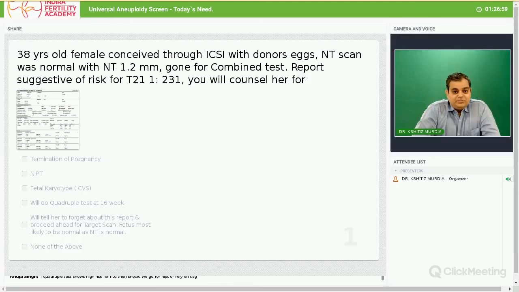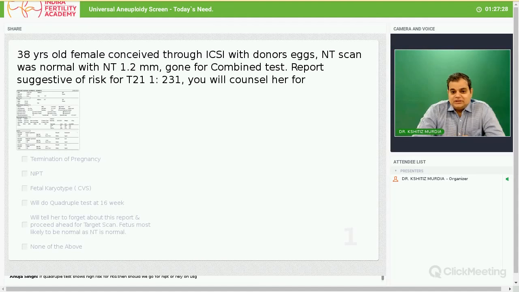So, a 38-year-old female who had conceived from an IVF cycle with a donor egg. The NT was normal, 1.2 mm. She went for the combined test, and the report says high risk, 1 in 231. This is what your report says. So you have to look into the report in toto. A lot of information is there.